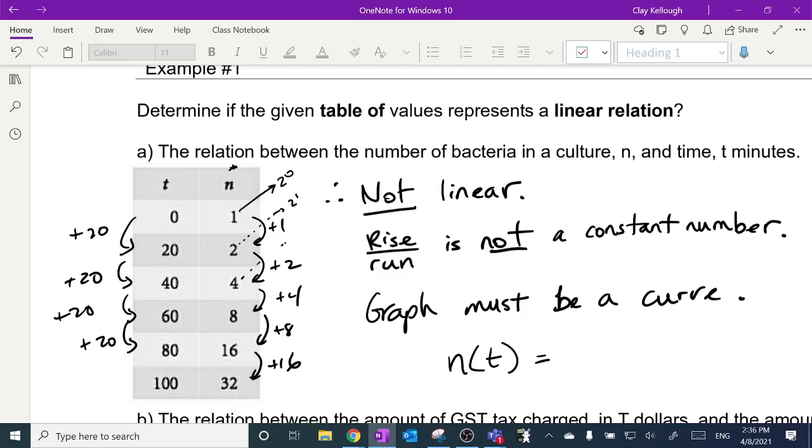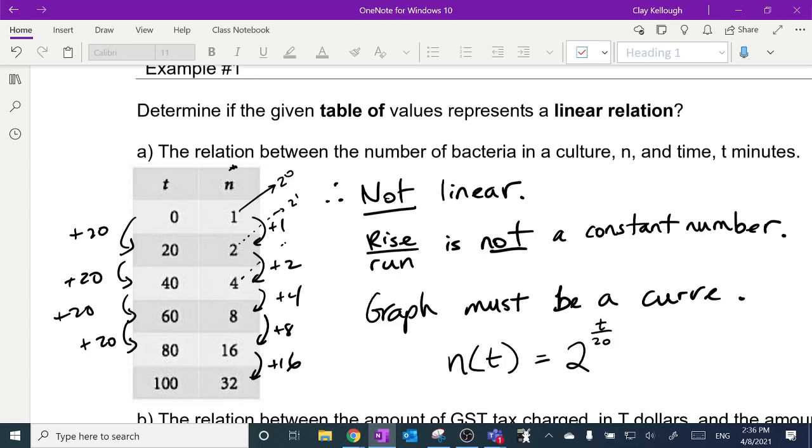Very close, except that n is the answer. T is the number I got to work with. 2 to the power of... Very good. T divided by 20. Sometimes exponents can be the variable. We call that an exponential function, and they happen all the time. In fact, population curves tend to be all about having the exponent as the variable.